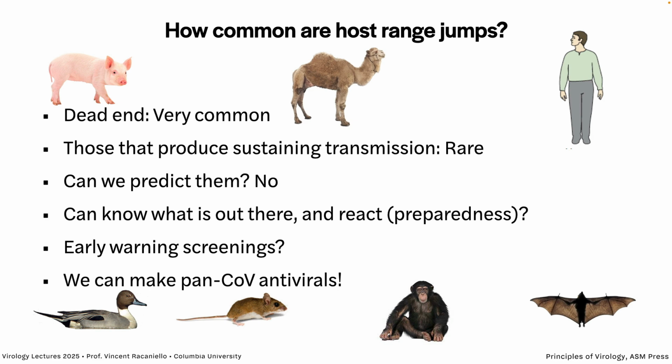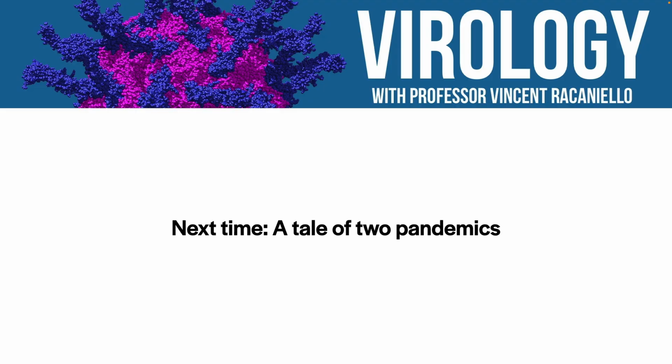But for coronaviruses, we can make pan-coronavirus antivirals. We should have made them after SARS-1, but it went away, and so people said, coronaviruses are not a problem. So anytime anyone predicts stuff like that, don't believe them, because you can't predict what viruses are going to do. All right, so next time we're going to talk about HIV, AIDS, and COVID pandemics, how they emerged, and what they're doing right now.